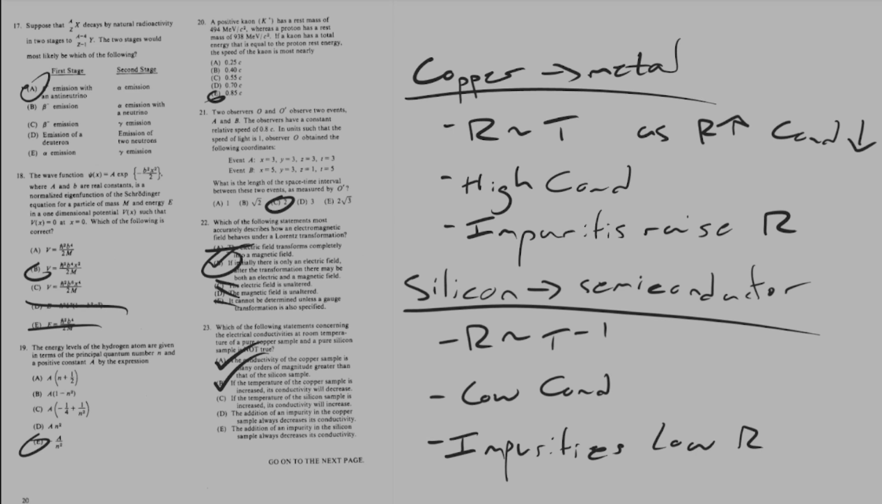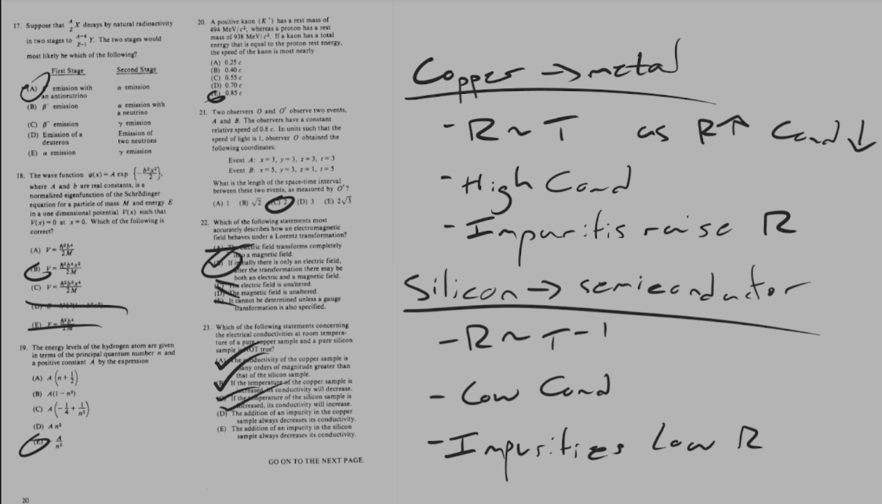If the temperature of the silicon sample is increased, the conductivity will increase. So we see that as well. The resistivity is inversely proportional to temperature. As resistivity decreases, conductivity will increase. In addition, the addition of an impurity in the copper sample will decrease its conductivity. Yes, because it will increase the resistivity.